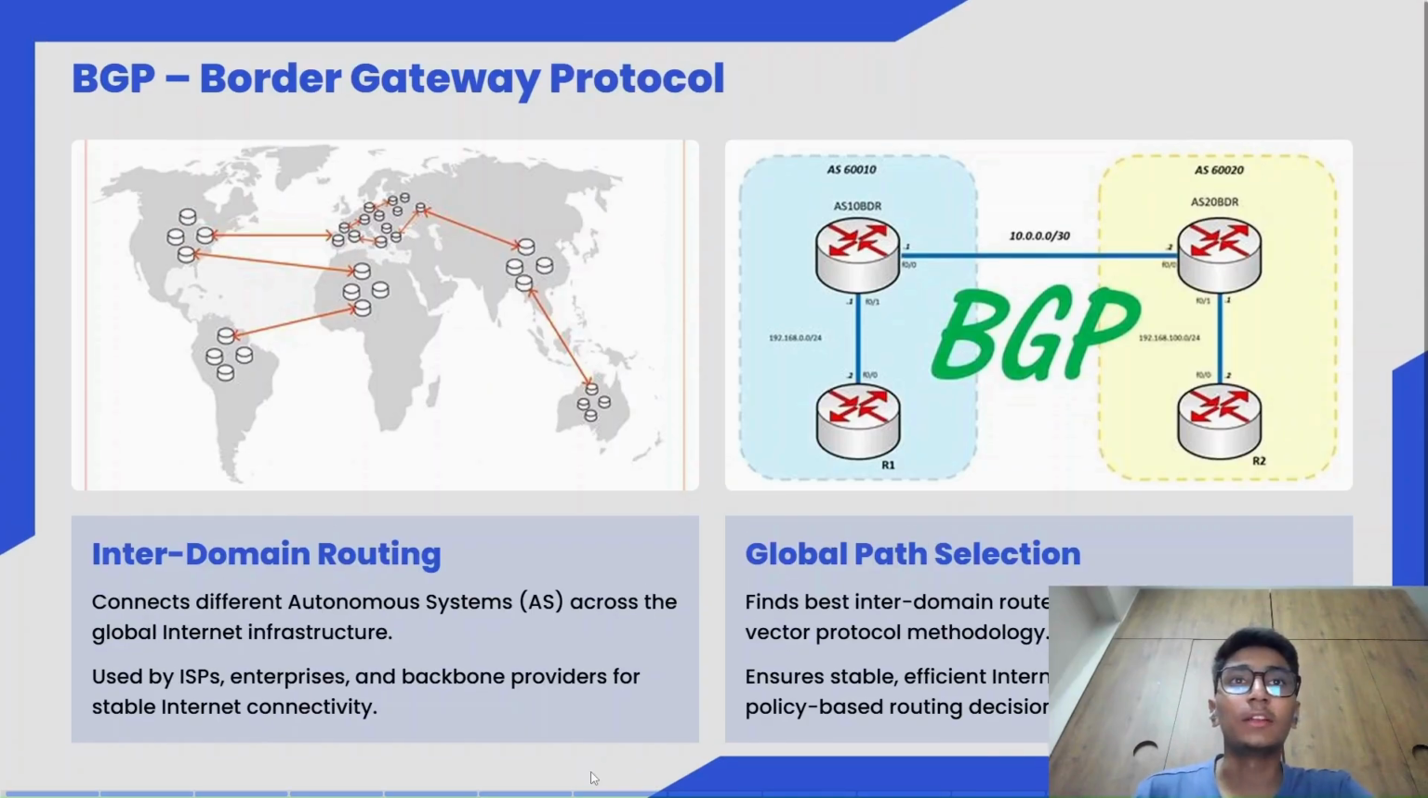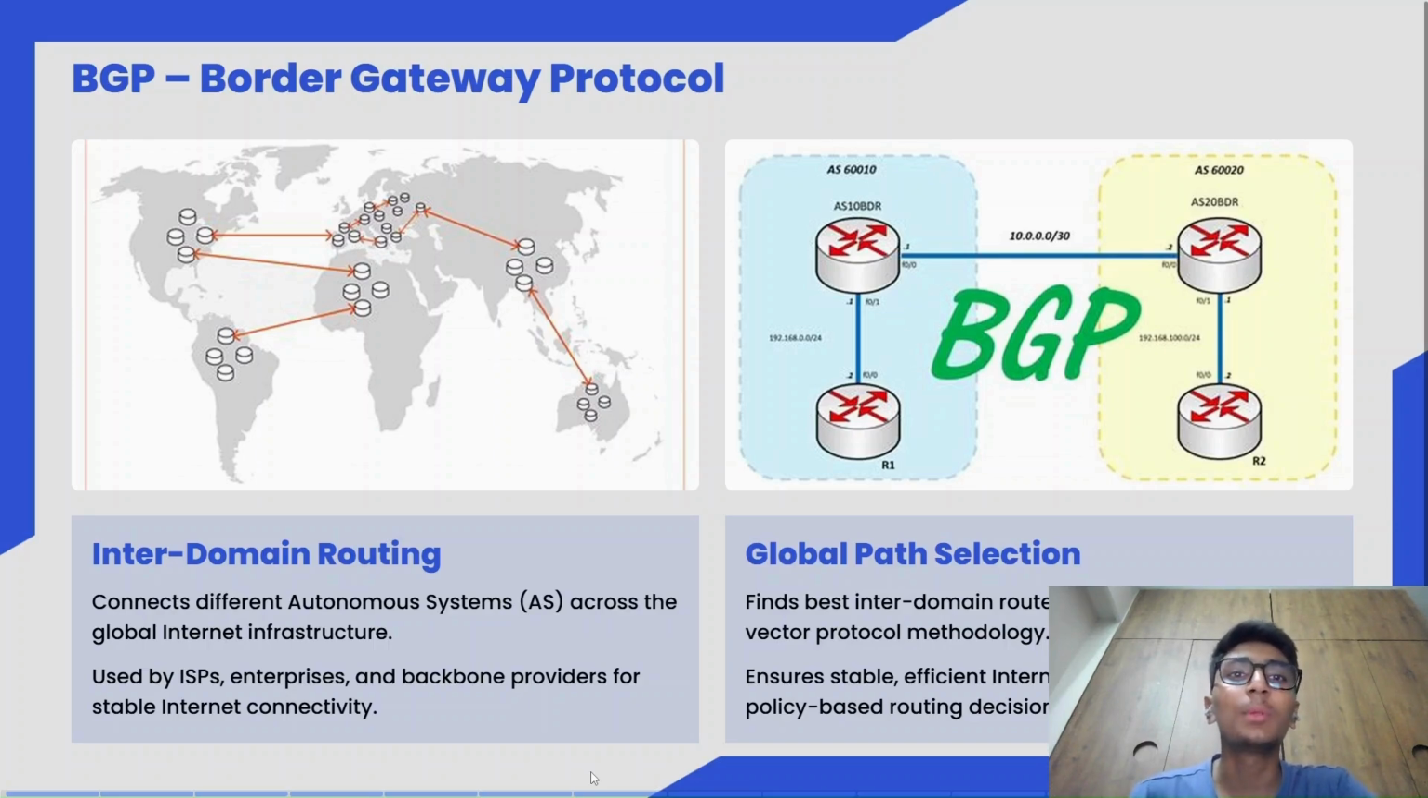So now our final routing protocol is BGP, Border Gateway Protocol. This protocol is crucial because it is the one that literally connects the global internet. The first is inter-domain routing. BGP handles inter-domain routing, meaning its job is to connect different autonomous systems across the internet infrastructure. It is used primarily by ISPs and backbone providers.